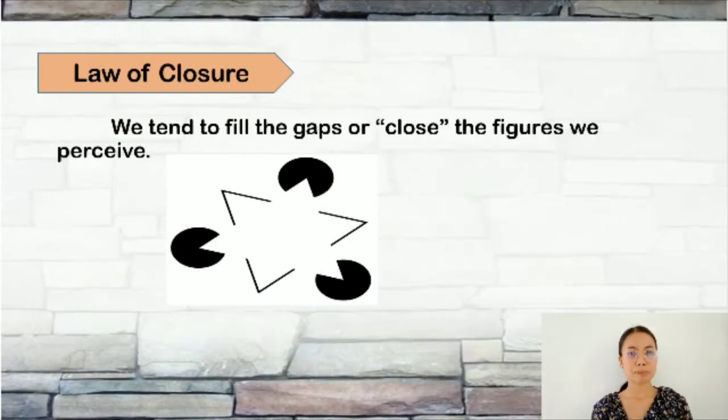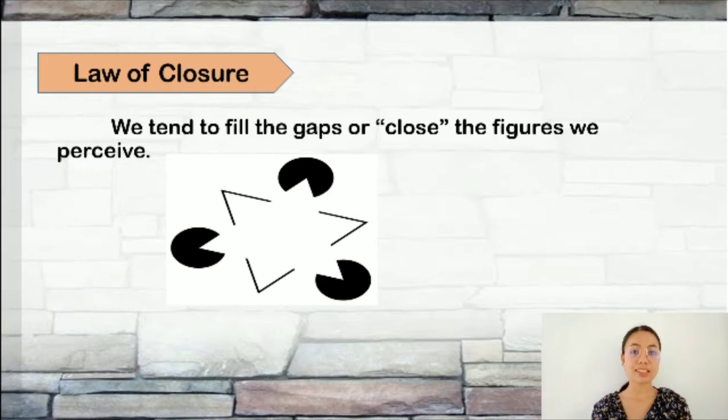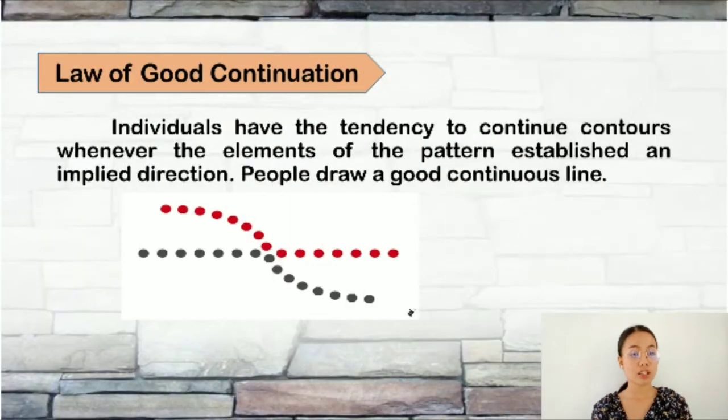The third principle is the law of closure. For this principle, we are filling the gaps or closing the figure we are perceiving. As we can see in our example, we enclose a space by completing a contour as well as ignoring gaps in the figure.